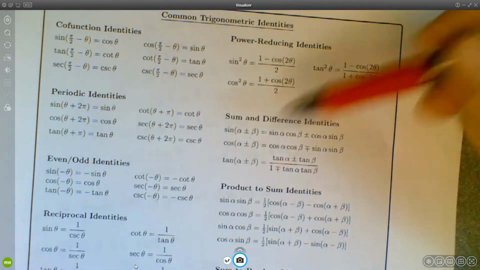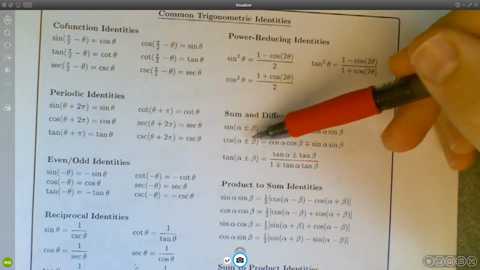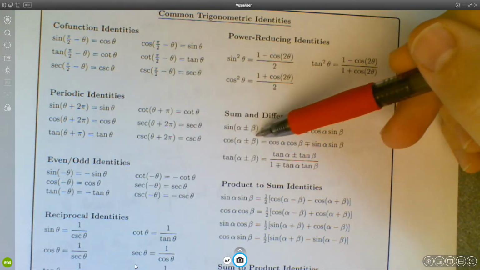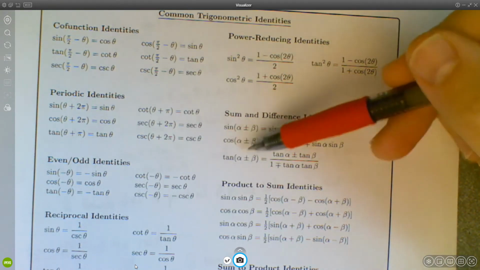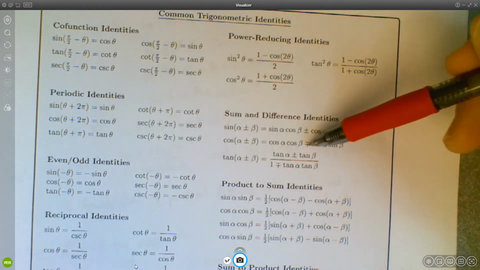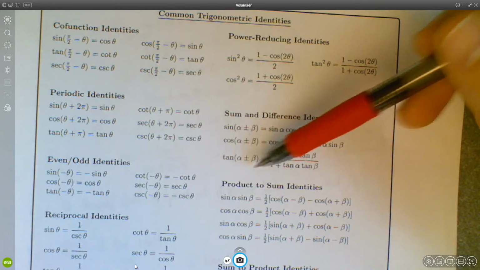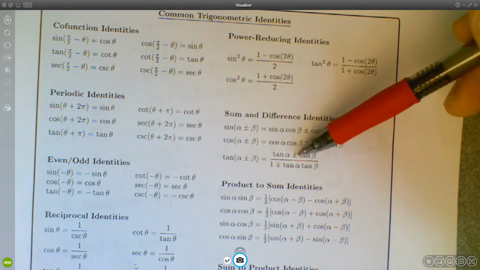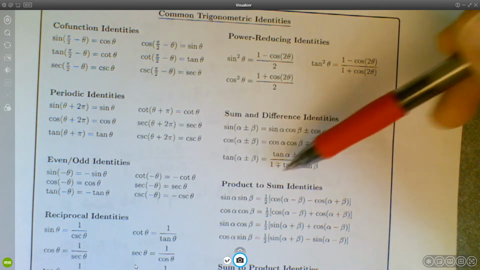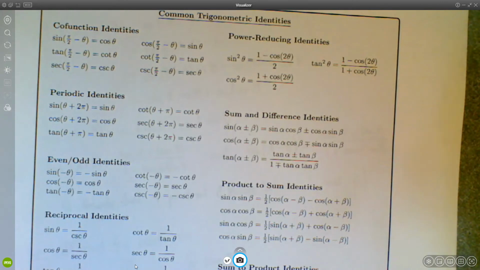Now contrast that with the cosine identities. Here the signs switch. If you have a cosine alpha plus beta, then you're going to use a minus sign on the right hand side. If you have a cosine alpha minus beta, then you'd have a plus sign on the right hand side. And the same thing goes for tangent. So be very careful. It's a plus minus here, a plus minus there. The sign in the numerator stays the same, but in the denominator it's a minus plus. So in the denominator the sign changes. Just be careful of that.